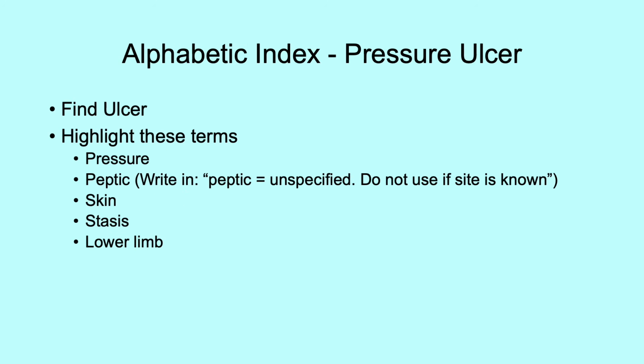So let's look at ulcers. Find ulcer and then find pressure. Look up peptic, skin, stasis, and lower limb. Those are the main subterms. Now under peptic, this is often confused. Under peptic, write in peptic equals unspecified. Do not use if the site is known. We assume that peptic means gastric, but it doesn't necessarily. So you only use peptic if it's unspecified. Peptic unspecified ulcer. So that's important to remember also.